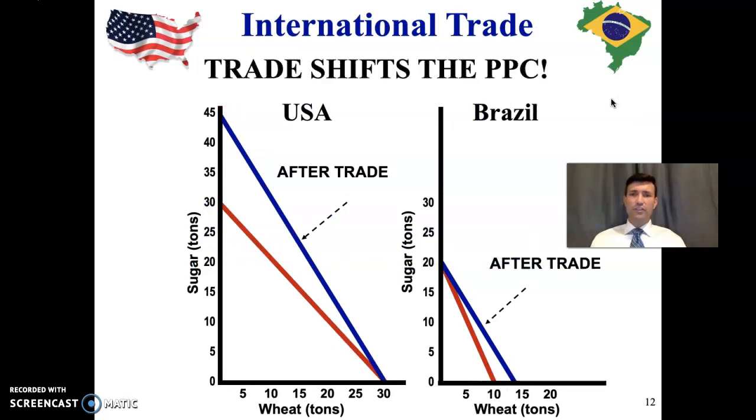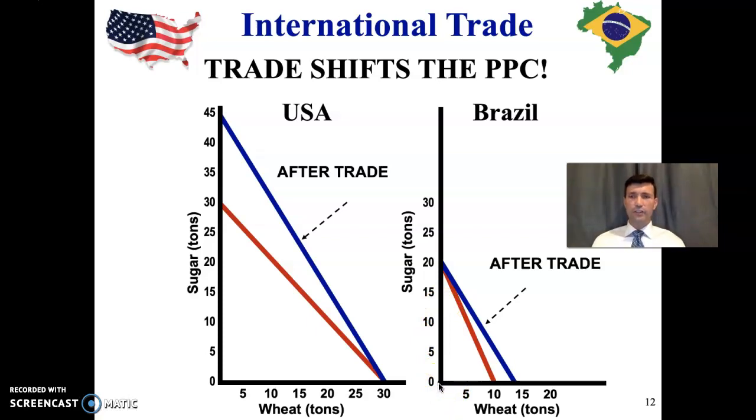So what we can see here is trade shifts the PPC. The United States, remember, the United States had comparative advantage in wheat. So the United States makes all wheat and trades it. Over here, Brazil had comparative advantage in sugar. Brazil only makes sugar. They make 20 tons of sugar and 0 tons of wheat because they leave the wheat making to the United States.